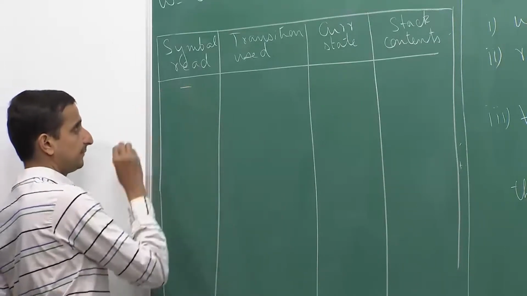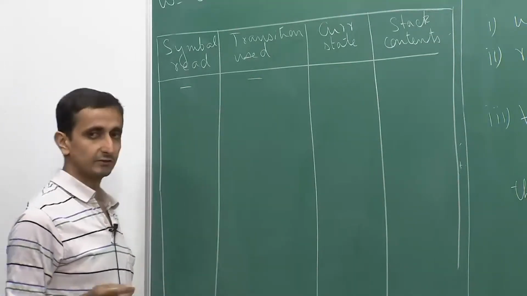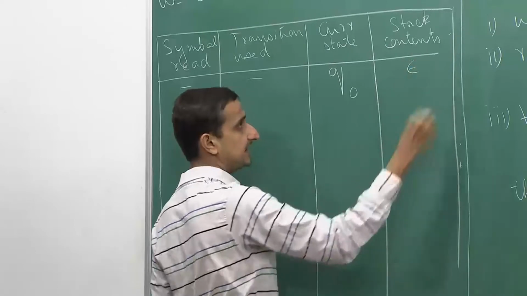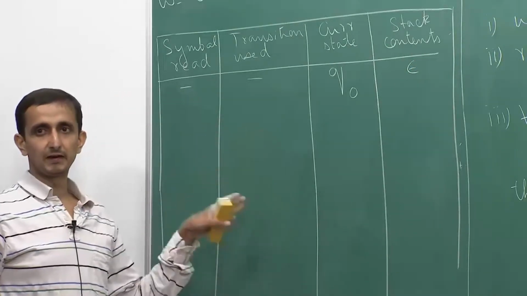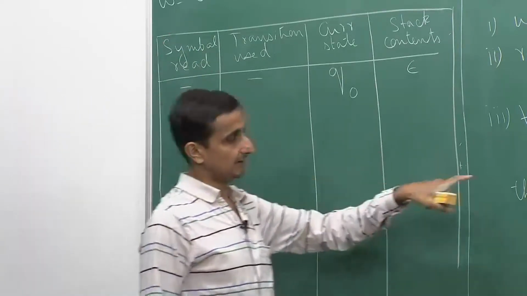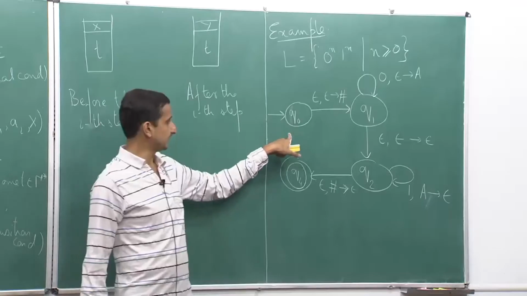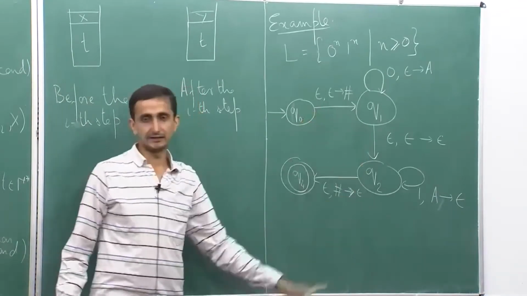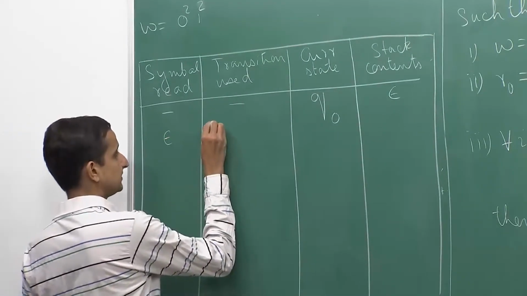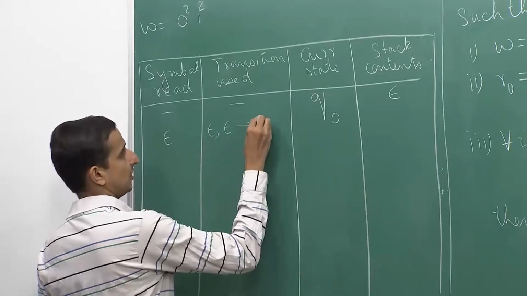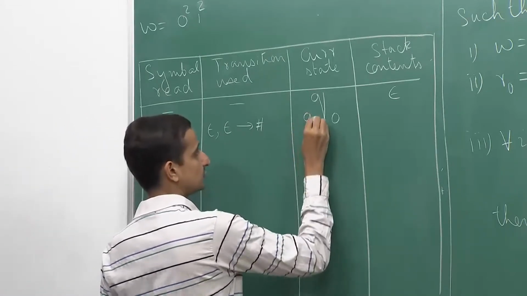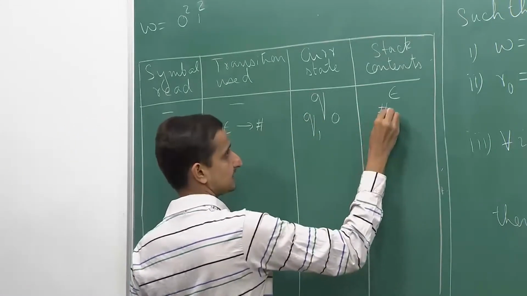So, initially at the beginning we do not have anything. So, the automaton is at the state Q0, and the stack has nothing on it. So, it is empty. This is the initial condition. Now, which symbol will it read? First, it has to go from Q0 to Q1. It reads nothing, so it reads the symbol epsilon, it uses the transition epsilon comma epsilon to hash, and it pushes hash onto the stack and goes to state Q1. So, now the stack has hash on top.